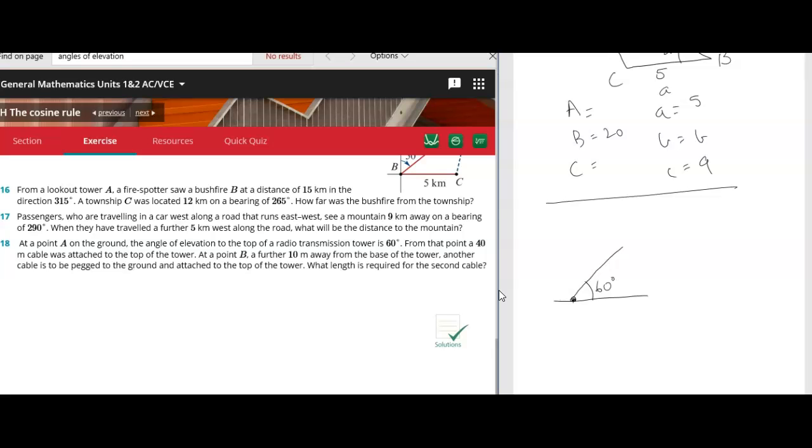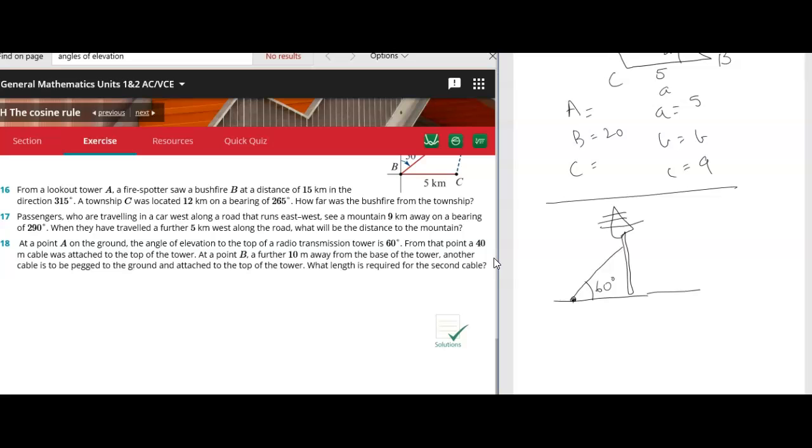I'm just trying to think. From that point, what point? At A? Is this a cable here? At point B, a further 10 meters away from the base of the tower, another cable is to be pegged to the ground and attached to the top of the tower. So I'm assuming it's on the other side. So if this is our tower, so it's supposed to be a tower. I'll just do it like that. Is that what a power line looks like?